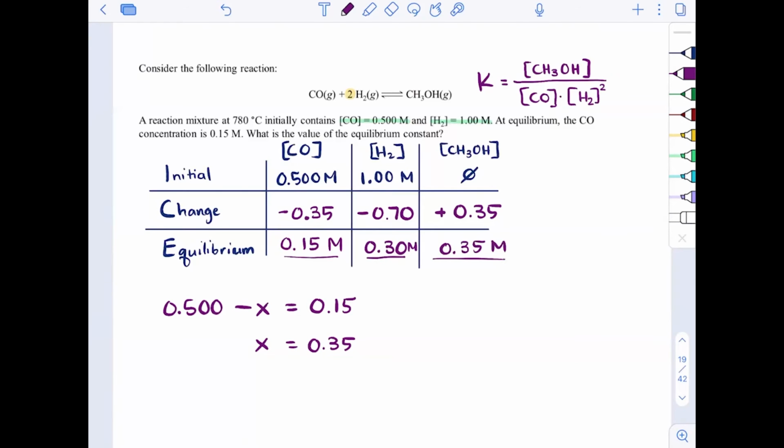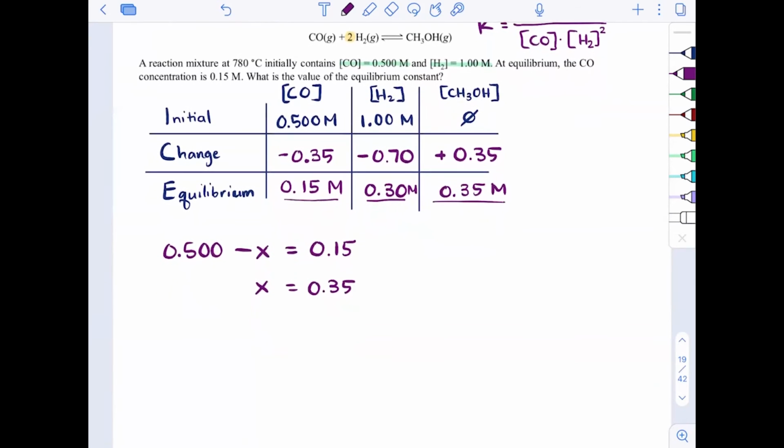All right. Now it's a matter of plugging in these concentrations to Kc. 0.35 molar divided by 0.15 molar divided by 0.3 molar squared. Yes, that square still needs to be there. You have to count it in the change row, and you also have to count it in the equilibrium expression.